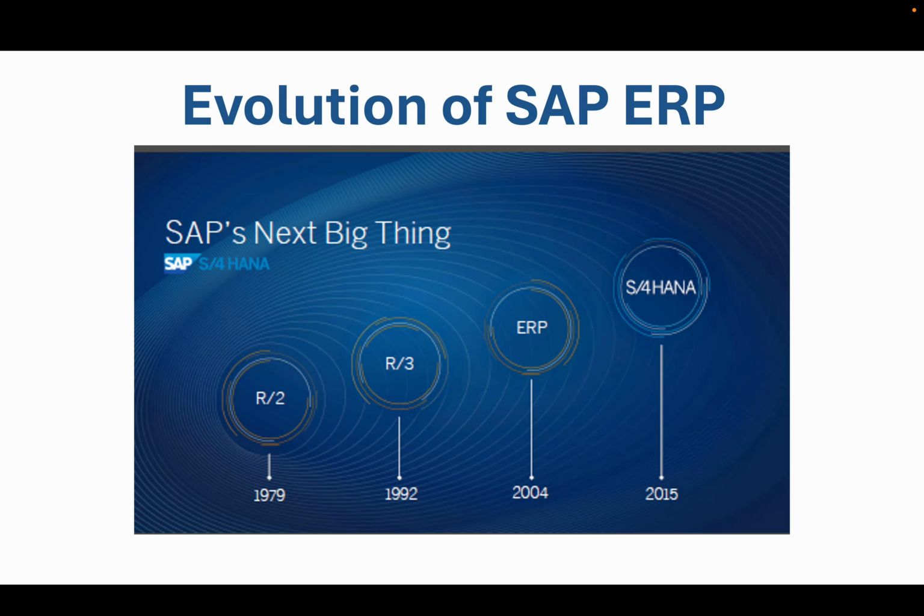SAP has been making ERP software since the 1970s and they have been pretty good at it. In 1979, they released an ERP software called R2, which was based on mainframe. Then in 1992, they released R3, which was based on a client-server architecture. And in 2004, SAP released ECC, which stands for ERP Central Component. And ECC has been very popular and very robust and used by thousands of organizations globally.